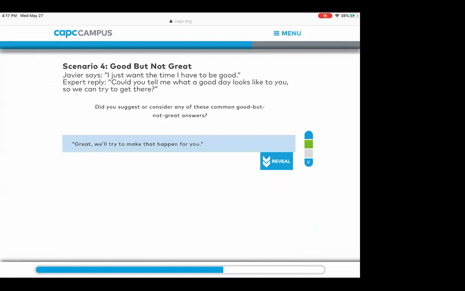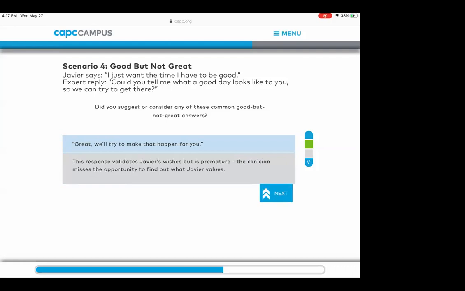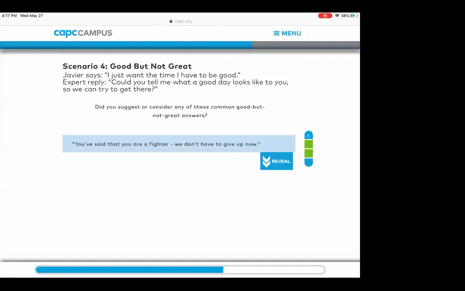Even though the patient's basically just told you that they are ready for hospice in your mind, and you could easily interpret that, don't jump to the conclusion and say, okay, I've got consents for hospice here in my pocket, so let's do these. Tease that out and show some empathy. This response validates his wishes, but it's a little bit premature. Still want to tease out those values and goals a little bit more.